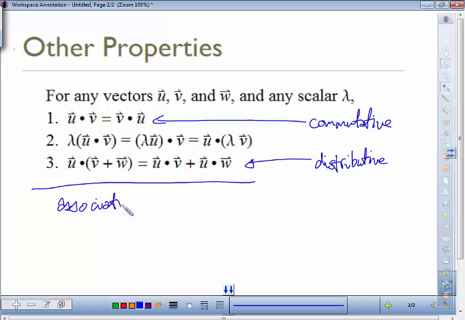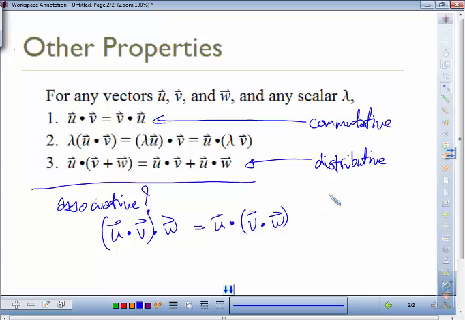Can we do an associative property for the dot product? This is U dotted with V dotted with W, and then maybe we group two of them at a time. The question is, is this true? What do you guys think? Any ideas?